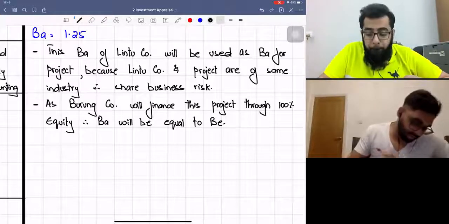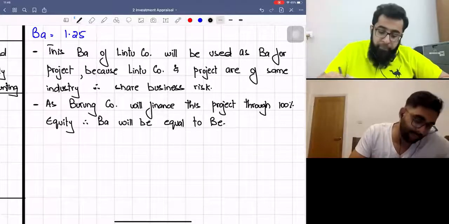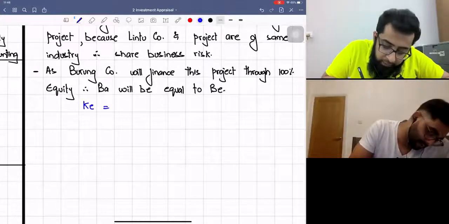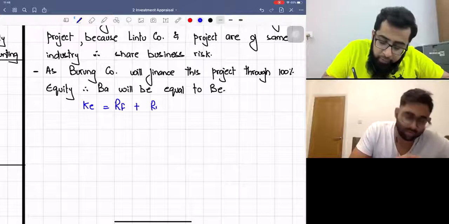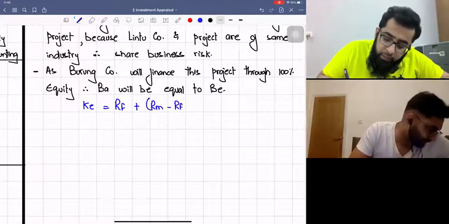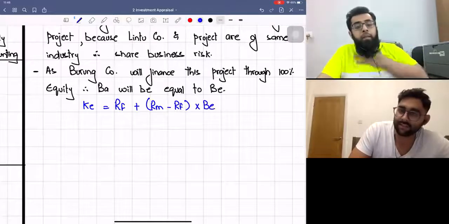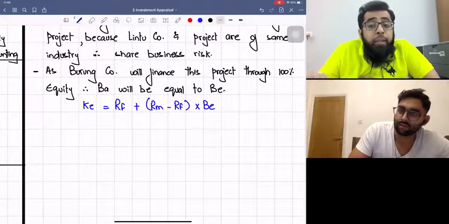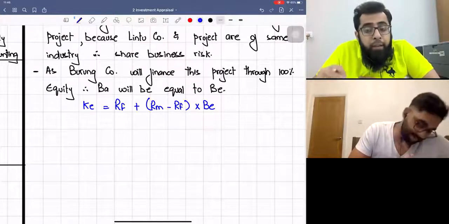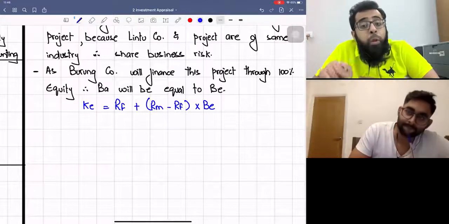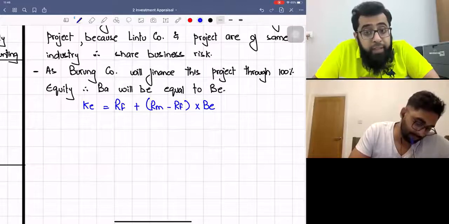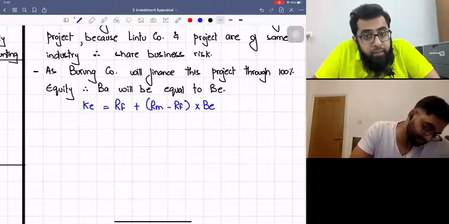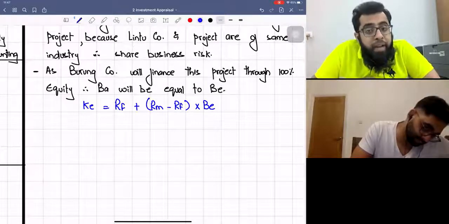So what is the formula for KE? That is the CAPM one. KE is cost of equity. KE is equal to RF plus RM minus RF into beta. The cost of equity is the discount factor in this case because we are assuming 100% equity finance. Otherwise, the discount factor is the weighted average cost of capital, which also includes the impact of KD, cost of debt, and KP, cost of preference shares, that you will discuss when you study the chapter of WACC.